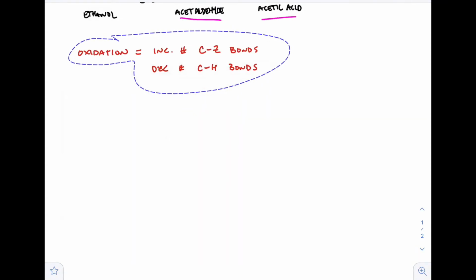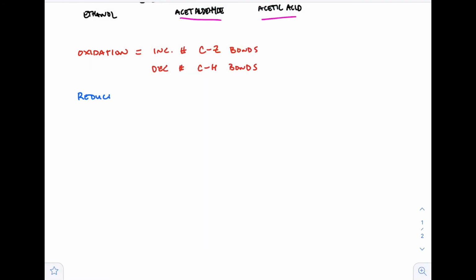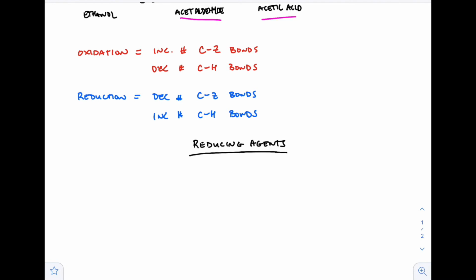So, bada bing, bada boom. All right, now let's make the reduction process blue. Reduction is, again, just the exact opposite. It's a decrease in the number of C-Z bonds, and then an increase in the number of C-H bonds. All right, so increase the number of C-H bonds, and that's pretty much redox reactions in a nutshell. So that's the process that we're hoping to achieve with a variety of oxidizing agents and reducing agents.